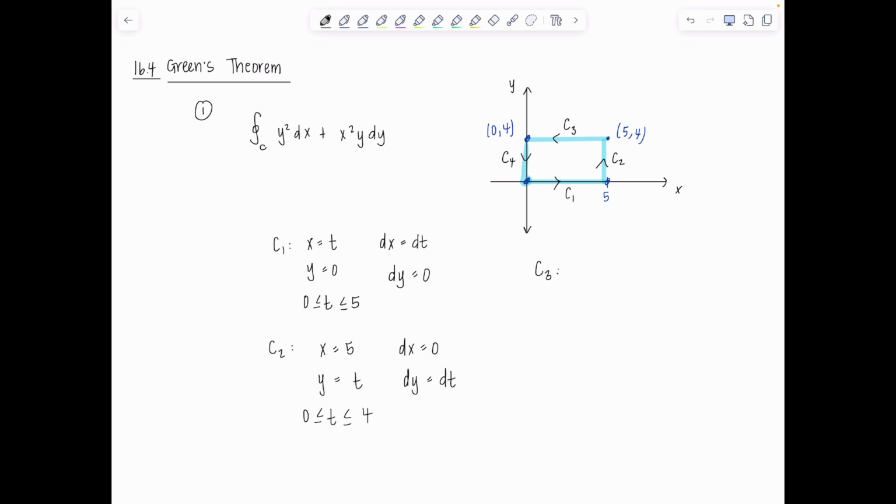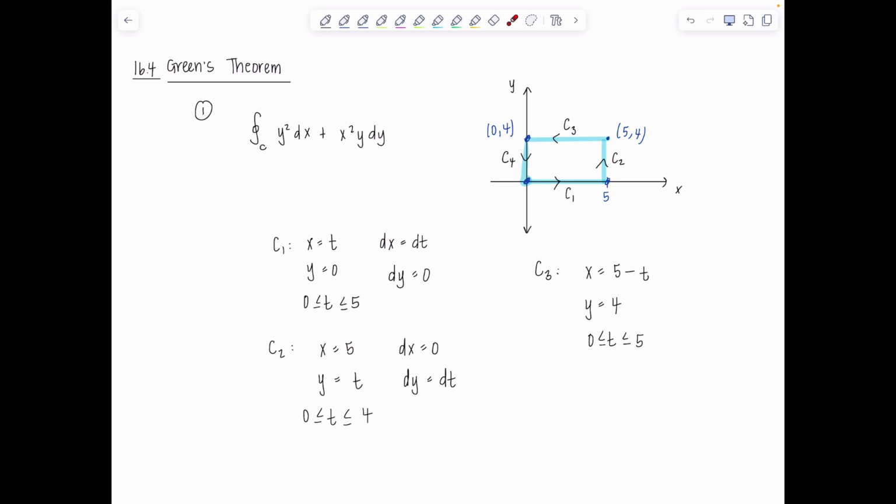Like C3 and C4. Okay, so in this case, you can tell y is fixed at 4, and x is changing. Now, you can't let x be t, because then that would make it go from 0 to 5 as the parameter increases. So you ask, where am I starting? When x is 5. So you let x be 5 minus t, which reverses the direction, and t is between 0 and 5.